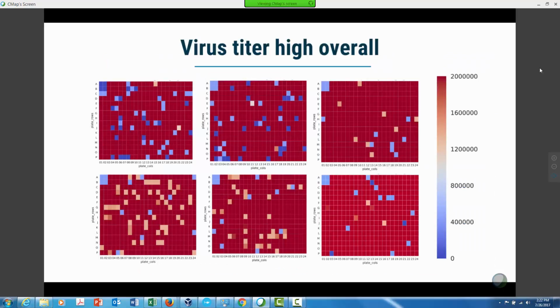These plate maps represent a heat map view of the virus plates that we received from our genetic perturbations platform, and they represent virus titer levels. You can see they're pretty high overall. You can disregard the numbers at right. I colored these so that if they're gray or blue, that means titer is low, and if they're orange or red, that means titer is at an acceptable level. And you can see pretty clearly that although there are some exceptions, for the most part, the virus titer was good.